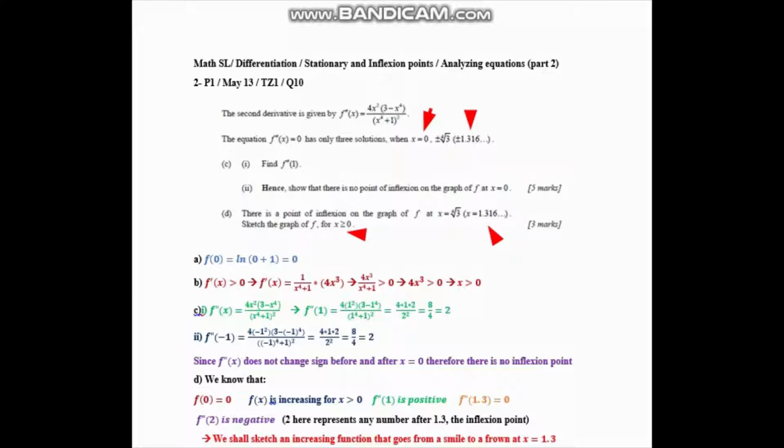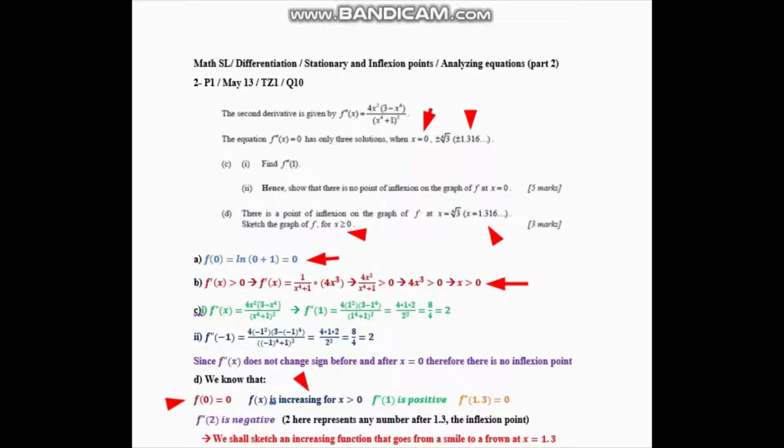So in order to sketch the graph, let's summarize what we know so far about this curve. We know that when x equals 0, y equals 0, so the curve starts at the origin. This is our first piece of information. We know that f dash of x is positive for x greater than 0. So the function is increasing for x greater than 0, which is my domain. So for my entire domain, I have an increasing function, so my entire sketch shall be an increasing function.